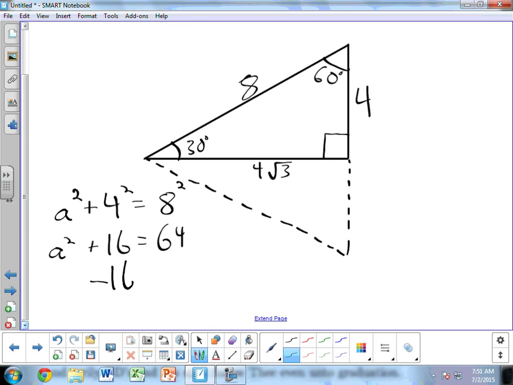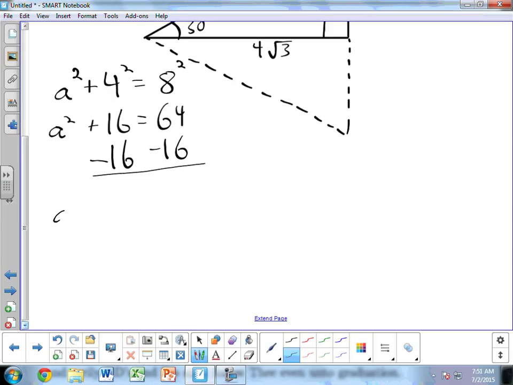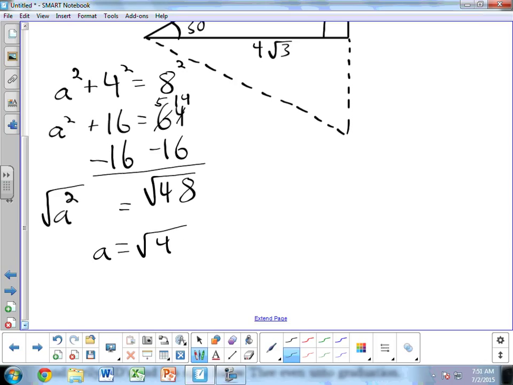So if I subtract 16 from both sides, I get a squared equals 64 minus 16. Cancel that. That's a 5. Then that's 14. 14 minus 6 is 8. 5 minus 1 is 4. So this is a squared equals 48. And so to get rid of the squareds, I take the square root of both sides. And it leaves me with a equals the square root of 48.